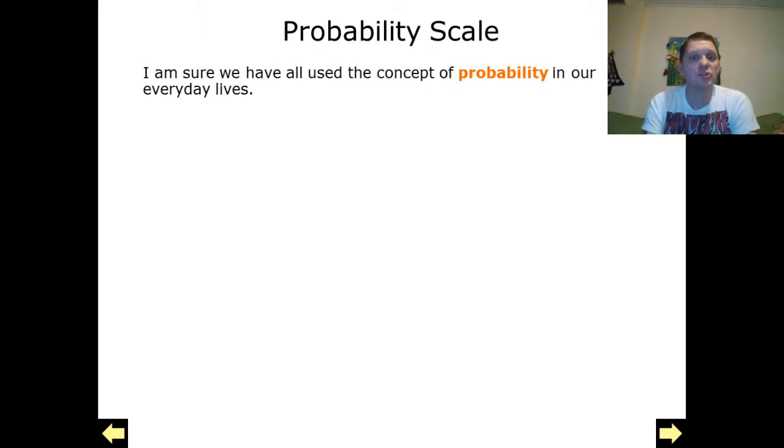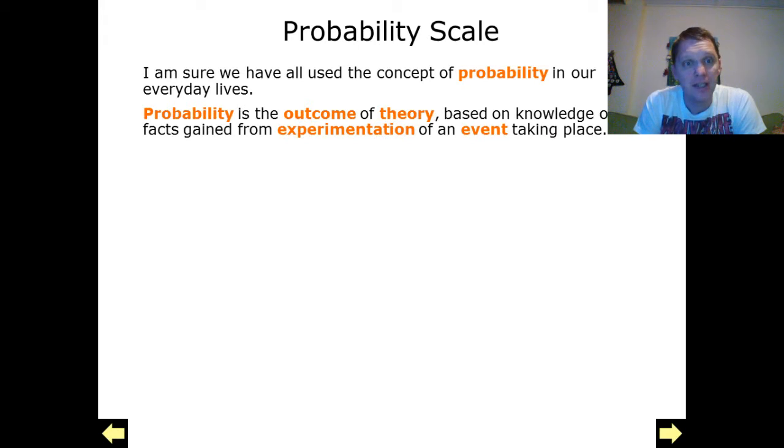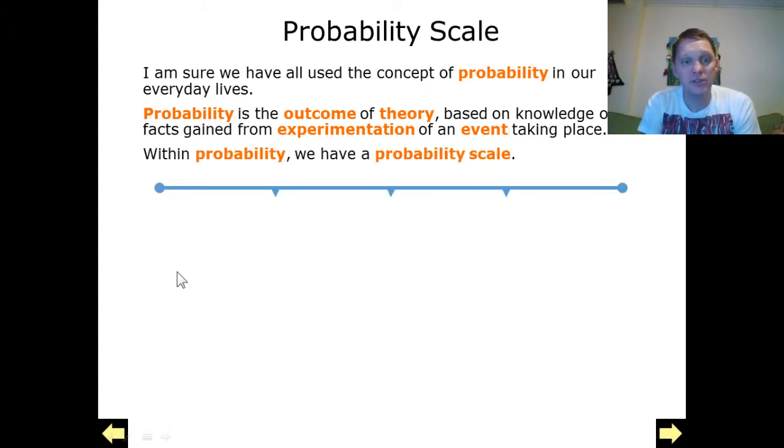So when we are talking about probability, we actually use this in every single day of our lives: the possibility, the chance of something happening. When we're talking about probability, we're actually trying to use facts or use experimentation to try and predict the event or multiple events taking place. We can use this scale here to describe or represent our probability.